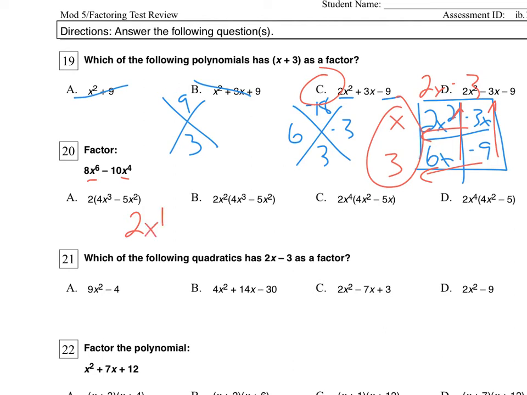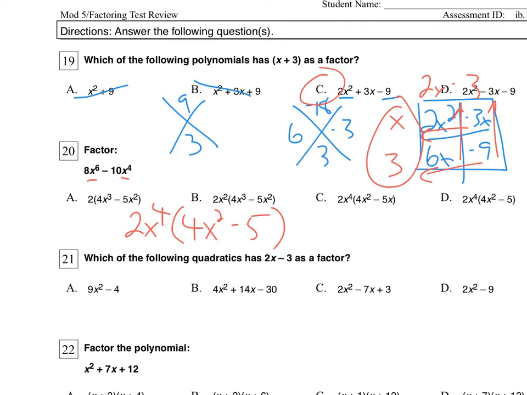So we pull out an x to the fourth, which leaves us with, we divide. 8 divided by 2 is 4. When we divide exponents, we subtract. So I get x squared. There's 2 left there. 10 divided by 2 is 5. X to the fourth, and we took 4 x's away, so there's nothing left on that one. So then our answer for that is 2x to the fourth, 4x squared minus 5.